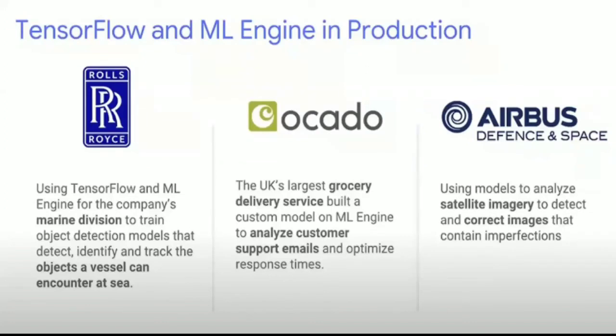These three companies are majorly using them, as many people don't know about this. One company is Rolls-Royce. Many people want to buy Rolls-Royce cars. It's called my dream. The first example is Rolls-Royce, which uses a common TensorFlow model in their marine division to identify objects, and the vessels can be encoded at sea, guys.